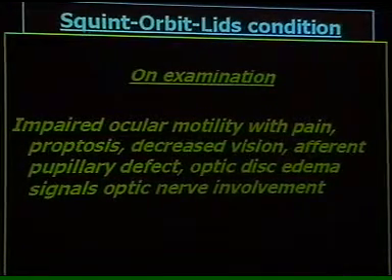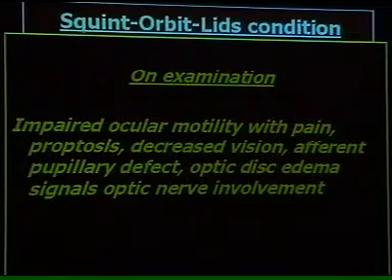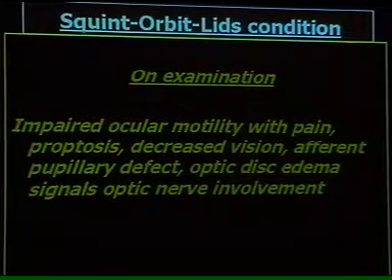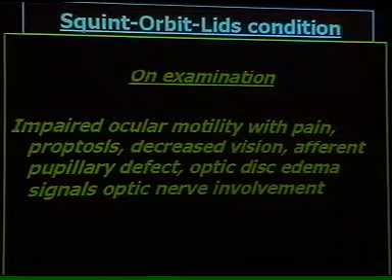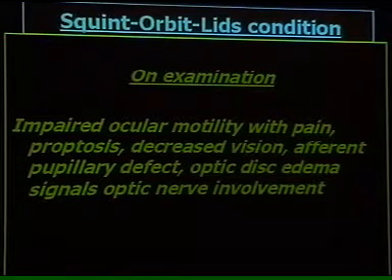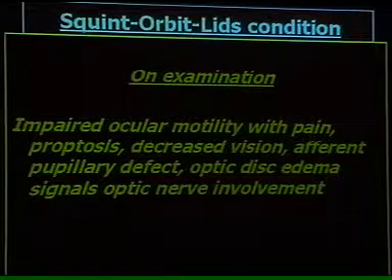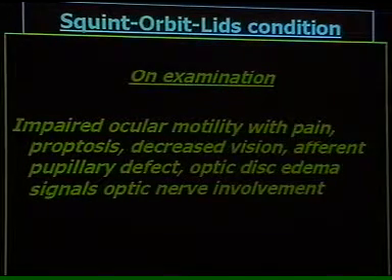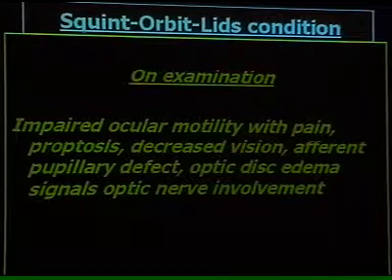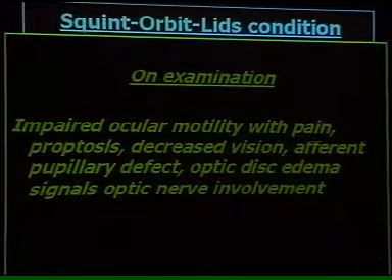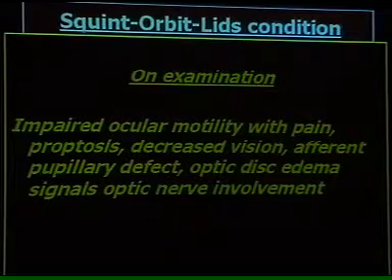Decreased vision, and afferent pupillary defect if the pressure is very high or the inflammation has reached the optic nerve. It's a very, very simple test. It will take not more than 5 seconds to check the pupillary responses on 2 sides. And there could be optic disc edema, which shows that the optic nerve is involved.